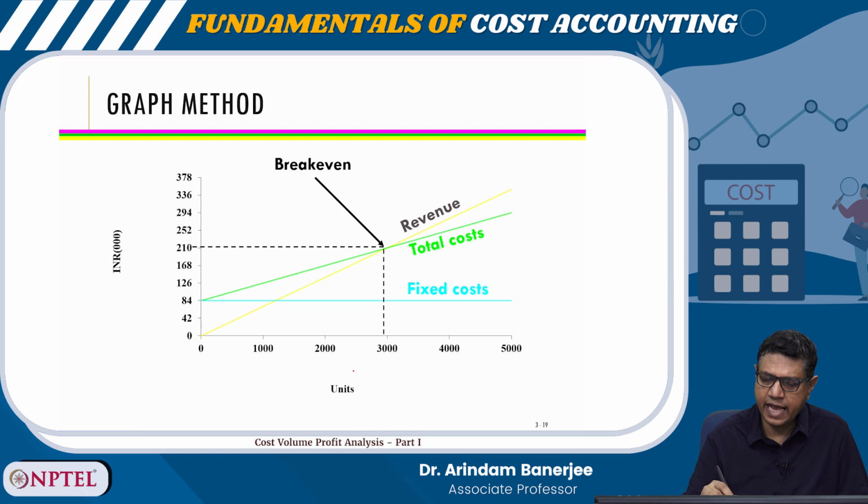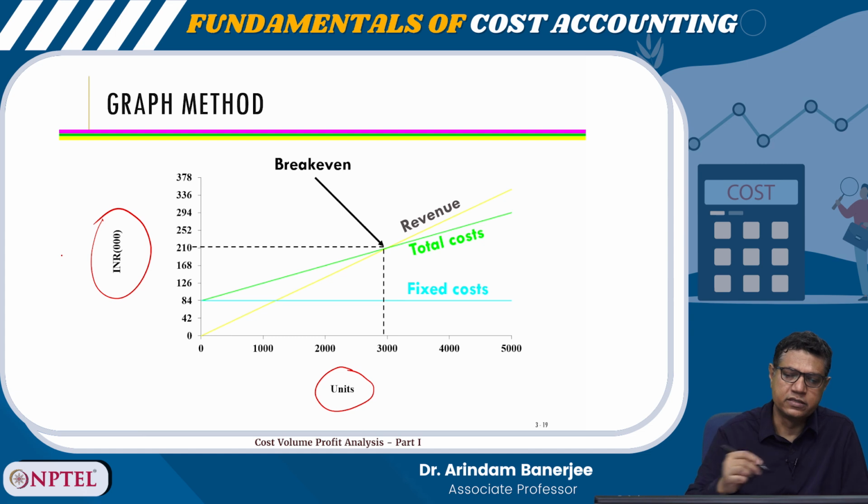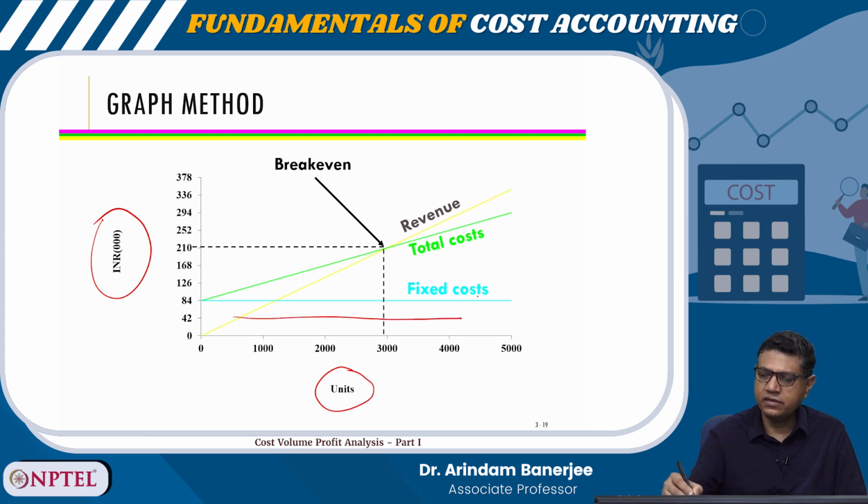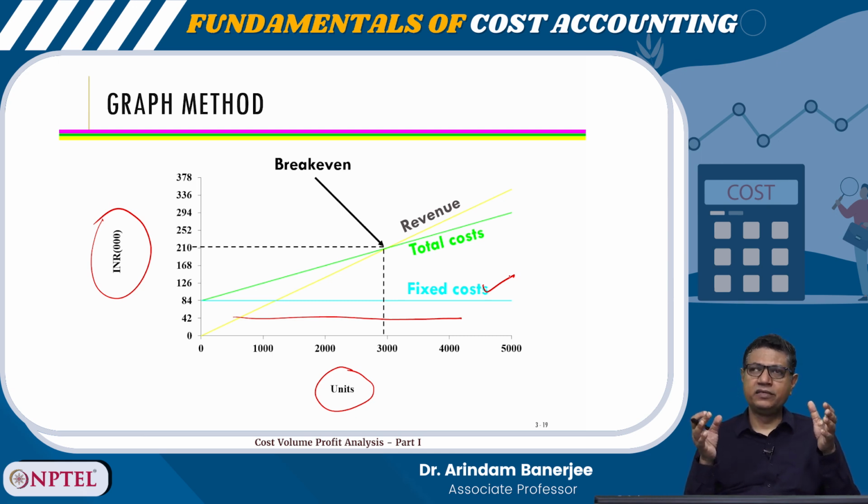You see the x axis is showing the number of units, and the y axis is showing the rupees in 1000. Now, the fixed cost 84,000 remains fixed over the level of production. So, you see here this is parallel. Within a given range, whatever be the production level 1000, 2000, 3000, the fixed cost is not changing, fixed cost remains at 84,000. But variable cost is increasing.